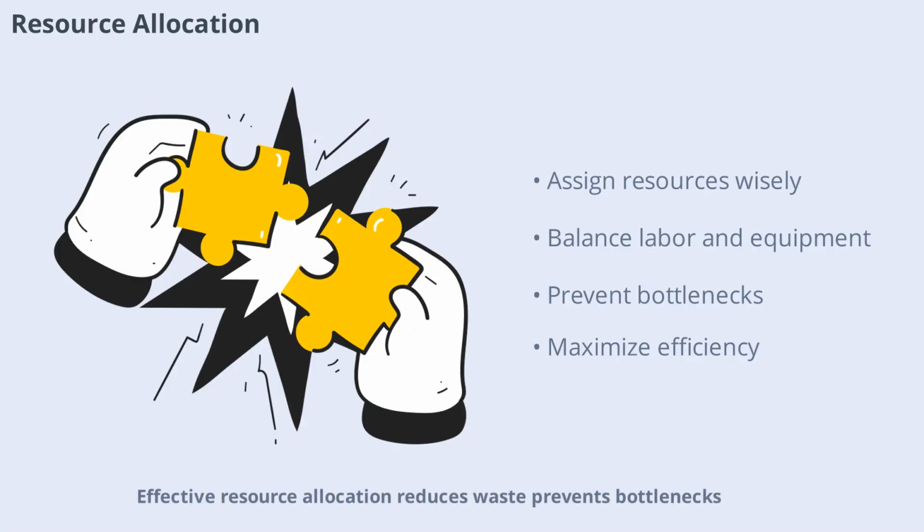Effective resource allocation reduces waste, prevents bottlenecks, and ensures smooth operations. It requires careful planning, real-time monitoring, and the ability to adapt to changing conditions.